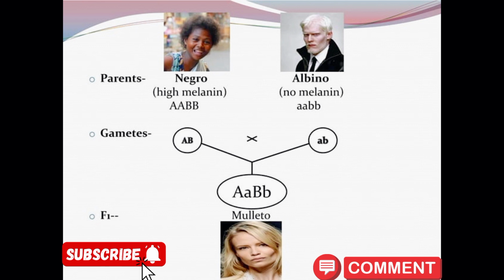For example, when a Negro parent marries a person who is albino, in whom no melanin is present in the skin as well as in hair color, while in the Negro a large amount of melanin is present in the skin and hair. When gametes are produced, one carries capital A and capital B, and the other carries small a and small b, and they produce the offspring known as mulatto. To produce F2, we cross F1 with F1. We can say that we cross mulatto with mulatto.